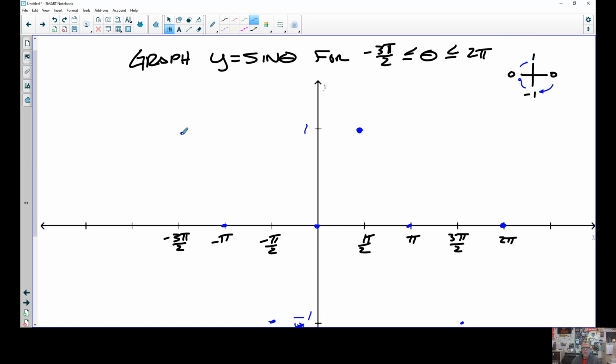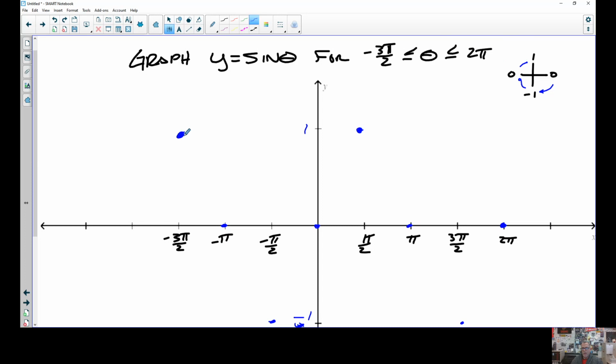And again, if you notice the pattern, it goes from 0 to 1 to 0 to negative 1 to 0 to 1 to 0 to negative 1. And going backwards, the same idea. It's going from 0 to 1 to 0 to negative 1, 0 to 1. So you can just repeat that pattern if you know where it starts.